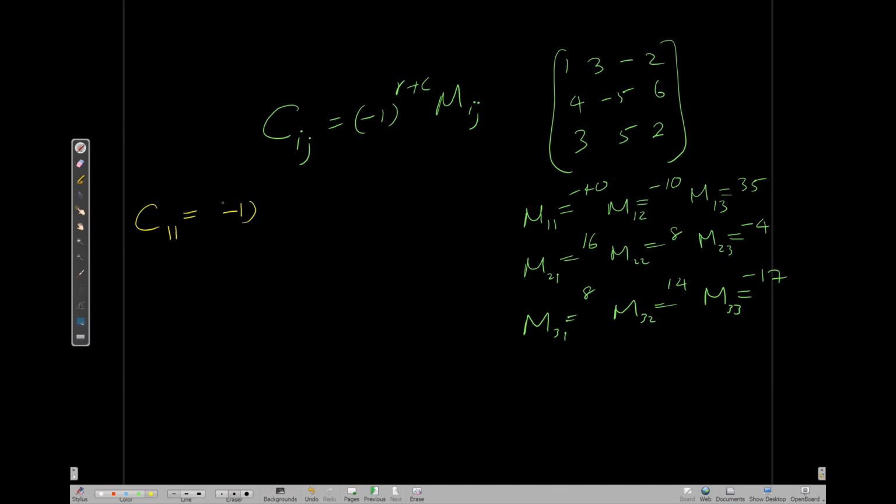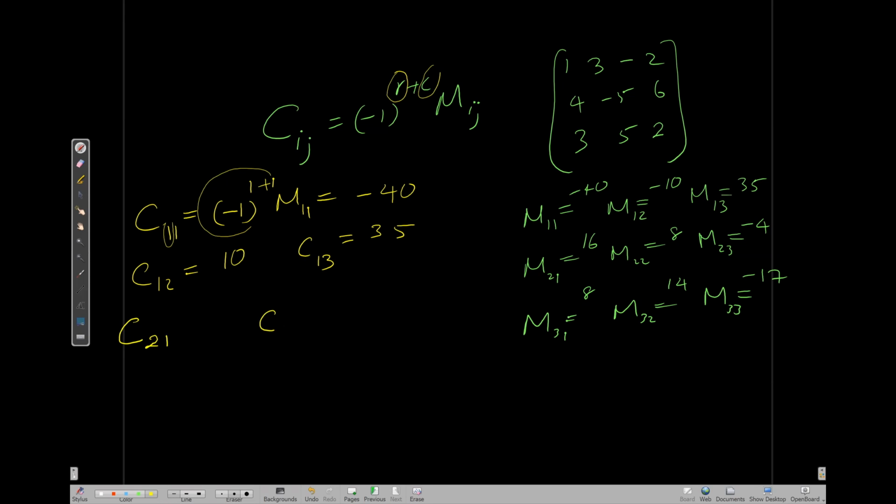Now C11 is negative 1 raised to 1 plus 1, because r is the row number, c for column. So row 1, column 1, 1 plus 1. So even. M11 is negative 40, and here negative 1 raised to 2 is positive 1, so negative 40. You don't change. So C12, here the sign changes. Why? Because negative 1 raised to the third power will give you a negative. You already have negative, so positive 10. C13, sign does not change, 35.